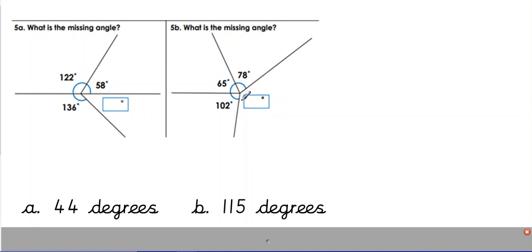I would also have looked at the size of my angle and seen that A is an acute angle, therefore must be less than 90, and B is an obtuse angle, therefore must be larger than 90. Well done if you got those correct.